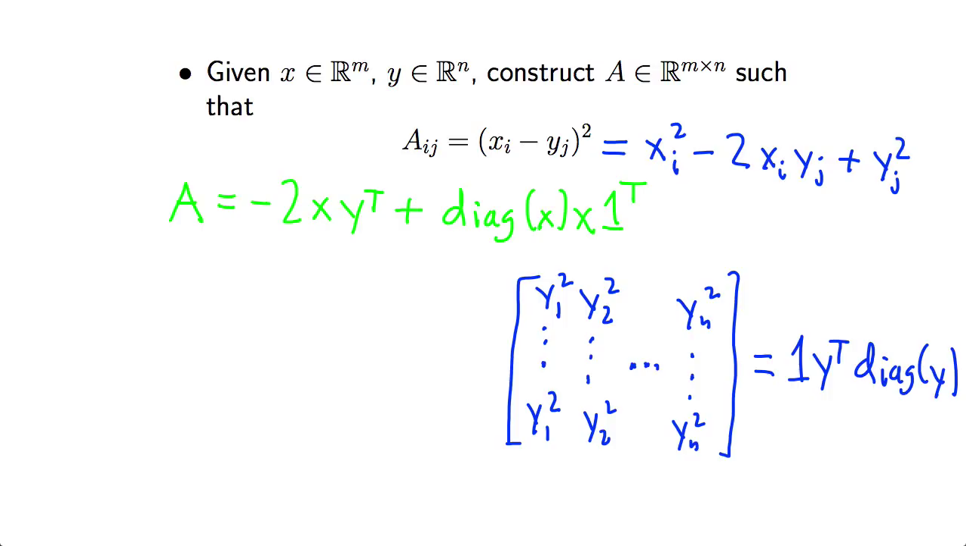So our final expression for A is A equals negative 2 times x y transpose, plus diag of x times x 1 transpose, plus 1 y transpose diag y.